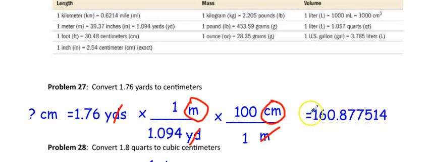Now that's not the right answer, is it? You got to use your sig figs. So how many sig figs are right here? I think it's 3, so I need to go 1, 2, 3. So what does this 8 mean? I need to round up. And so my answer is, don't forget your units, 161 centimeters. Okay, so why don't you go ahead and do the next problem. Pause this.